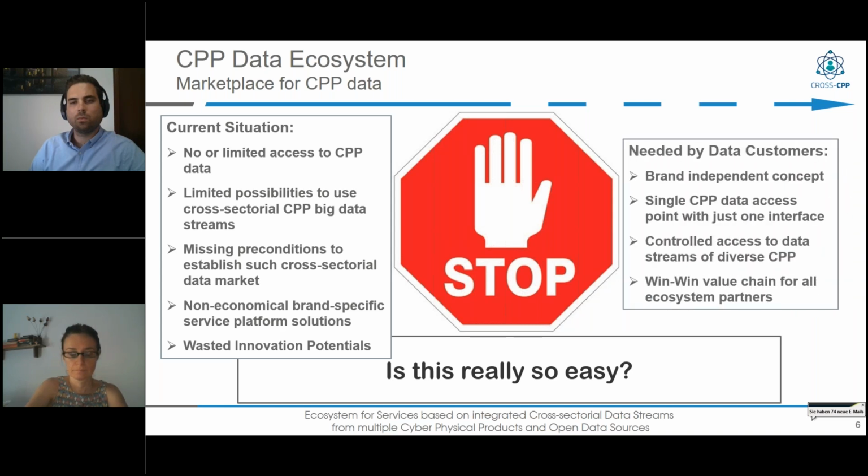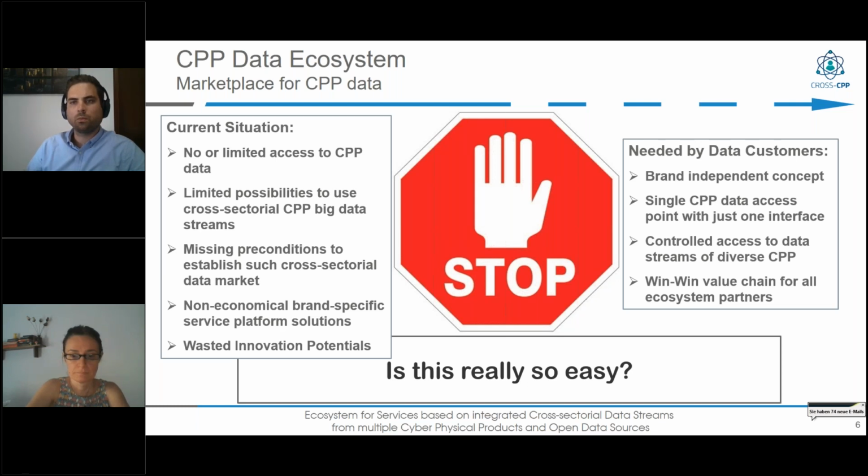So therefore, that's exactly the idea we try to work on in the scope of Cross-CPP: we came up at the end with a brand independent solution. Meaning that it's not a marketplace for a specific data provider, like Volkswagen or Siemens. It's an open solution where you can integrate information from a lot of different data sources and different systems, and where we can also offer a single point of access.